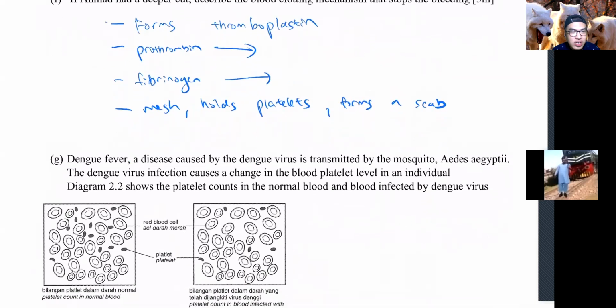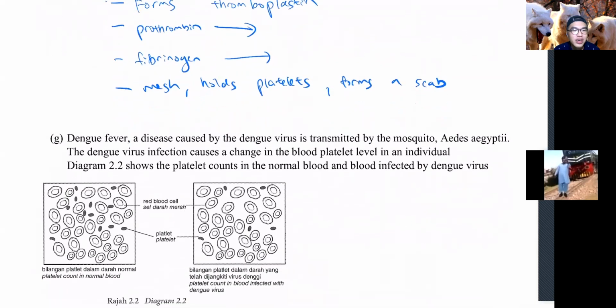Okay, so G. Oh, this is a very good question. Dengue fever, a disease caused by the dengue virus, is transmitted by the mosquito Aedes aegypti. The dengue virus infection caused a change in blood platelet level in an individual. Diagram 2 shows the platelet count. So how does dengue virus kill you? They will drop your platelet count so low that you will have internal bleeding. You will die from internal bleeding.